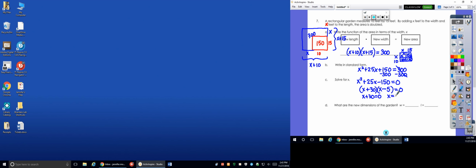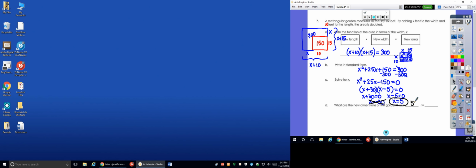So now, my solutions are going to end up being a negative 30 and a positive 5. But here's the problem. If we're talking about a width and a length, you can't have a negative number. So this particular answer is thrown out because it's not doable for a width and a length of a rectangle. So our only answer is 5.